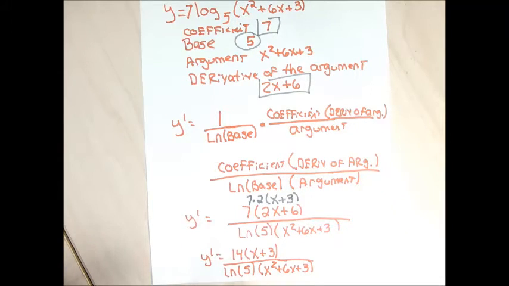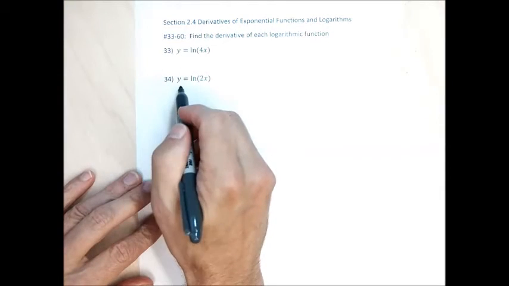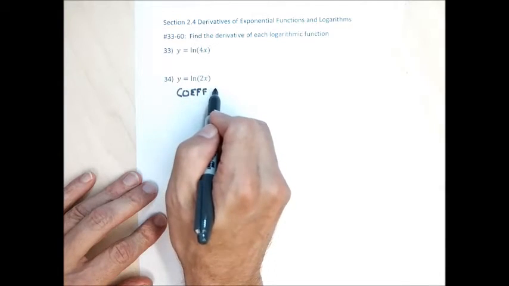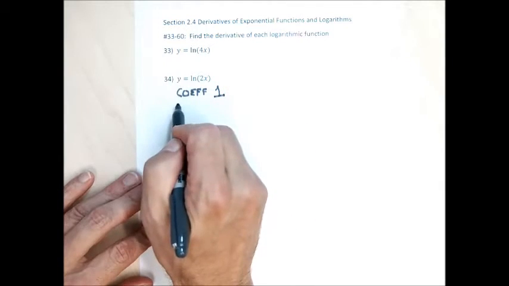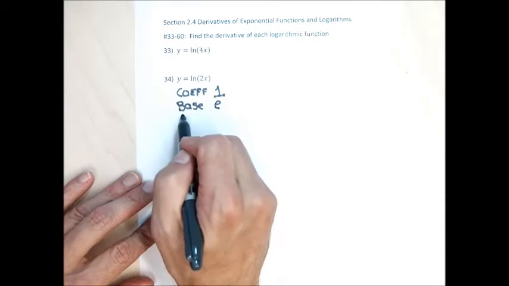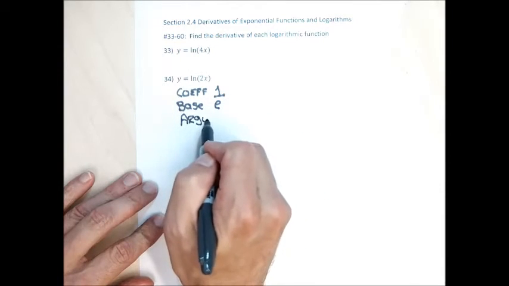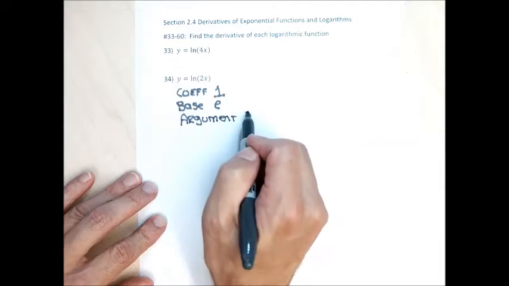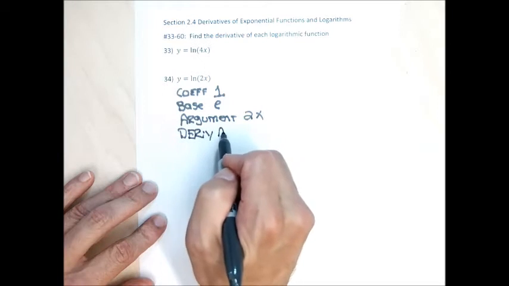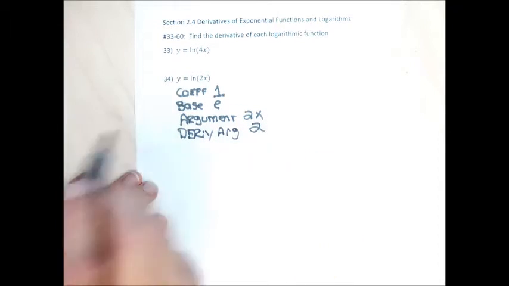And now I'm just going to push through the section and see what I can do with it. If I want to do the derivative of 34 or 33, I'll do 34. The coefficient, the number in front of the logarithm, is 1. The base, because it's an ln, is e. The argument is the 2x. And the derivative of the argument is just 2, because the derivative of 2x is 2.